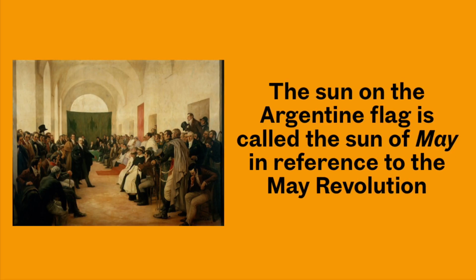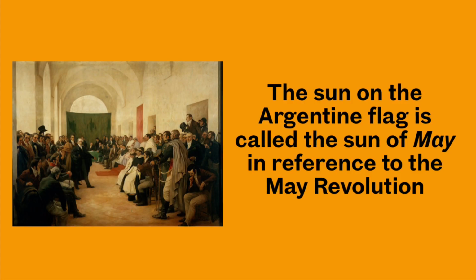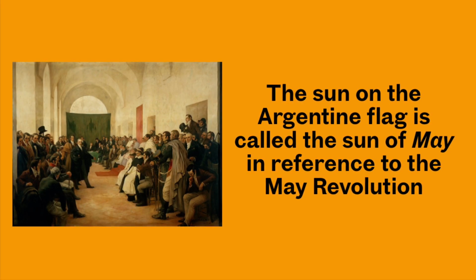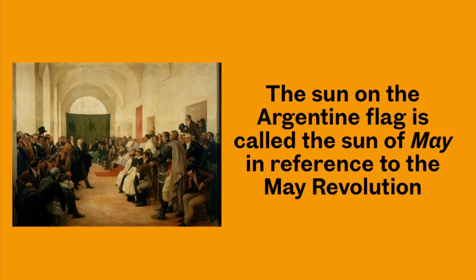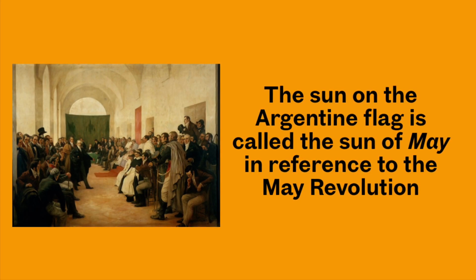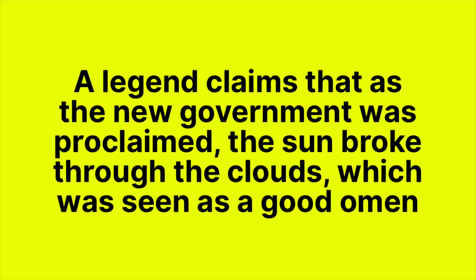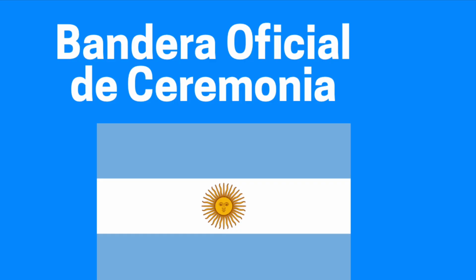The May Revolution took place in the week from the 18th to the 25th of May 1810, which marked the beginning of independence from the Spanish Empire for the countries that were then part of the Viceroyalty of the Rio de la Plata, which includes Argentina. A legend claims that as the new government was proclaimed, the sun broke through the clouds, which was seen as a good omen. The full flag featuring the sun is called the official ceremonial flag, or Bandera Oficial de Ceremonia.